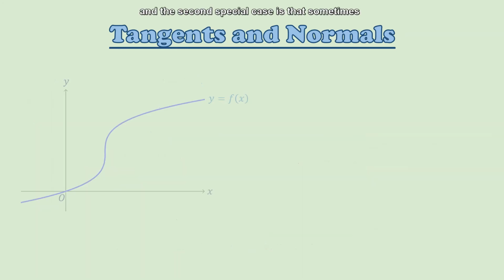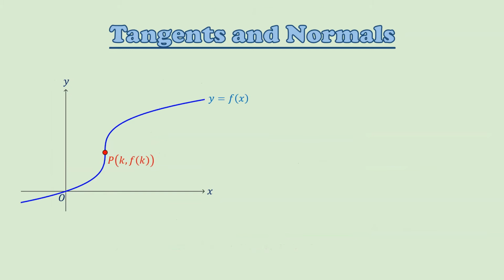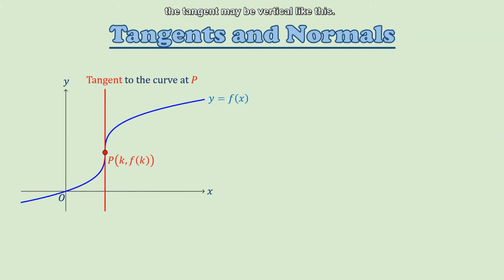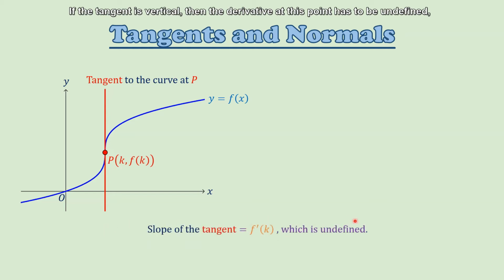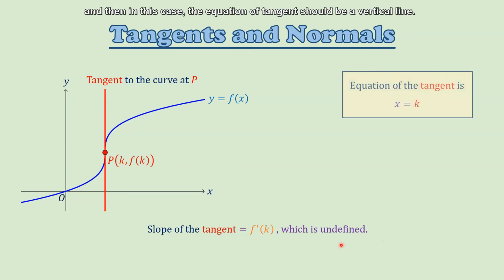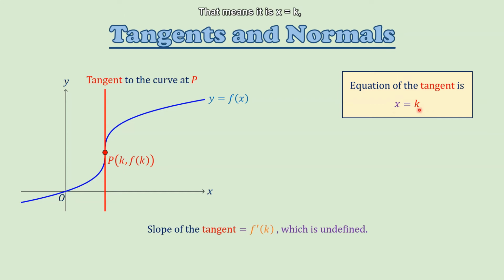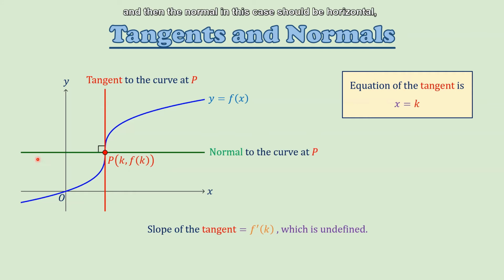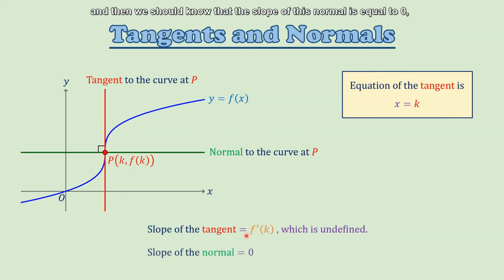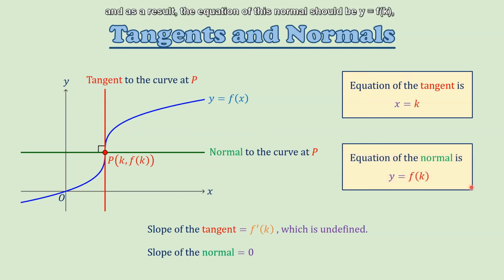The second special case is that sometimes the tangent may be vertical, like this. If the tangent is vertical, then the derivative at this point has to be undefined. In this case, the tangent is a vertical line, which means it is x equals k, where k is the x-coordinate of the point P. The normal in this case should be horizontal, so the slope of this normal is equal to 0, and as a result the equation of this normal is y equals f(k), where f(k) is the y-coordinate of the point P.